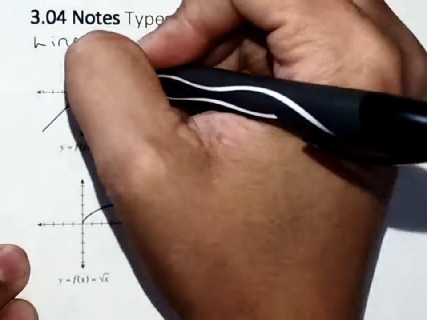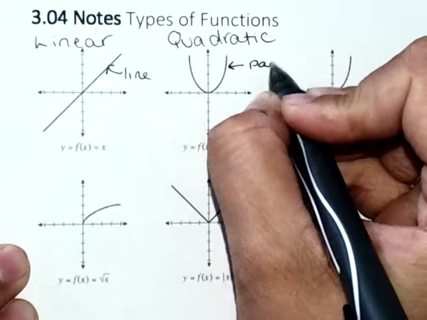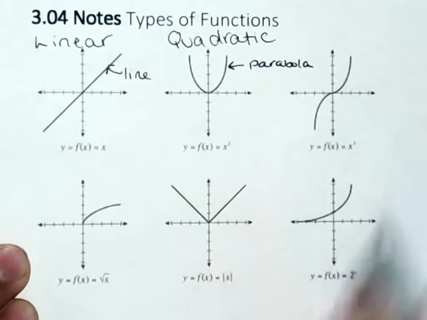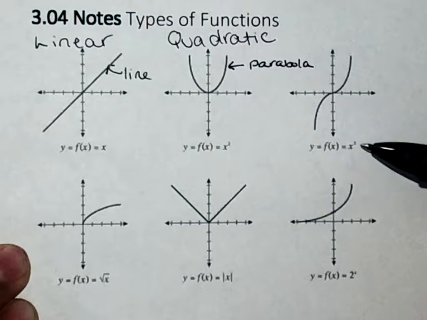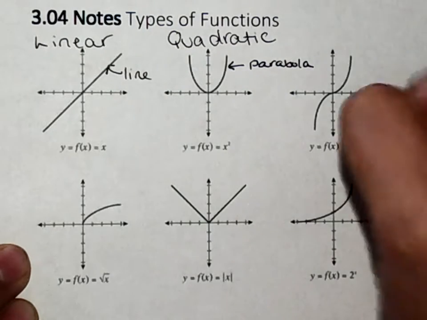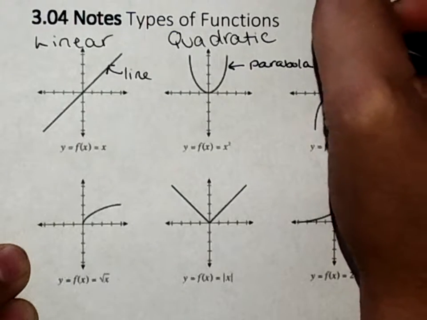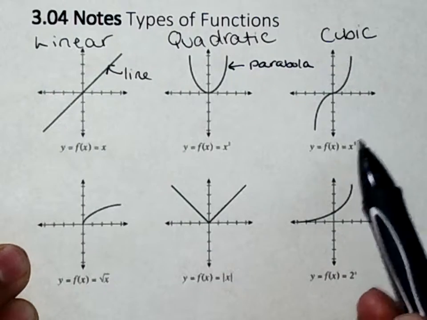And just like we call this a line, we call this a parabola. The third function is a cubic function, and that is because it has x to the third power. Third, or 3, is another way of saying cubic. Quadratic had an exponent of 2. Cubics have an exponent of 3. So it could be represented by f of x equals x to the third.